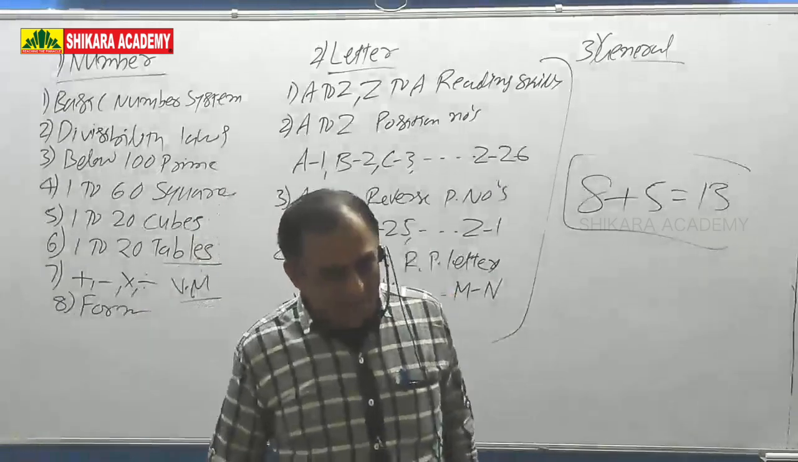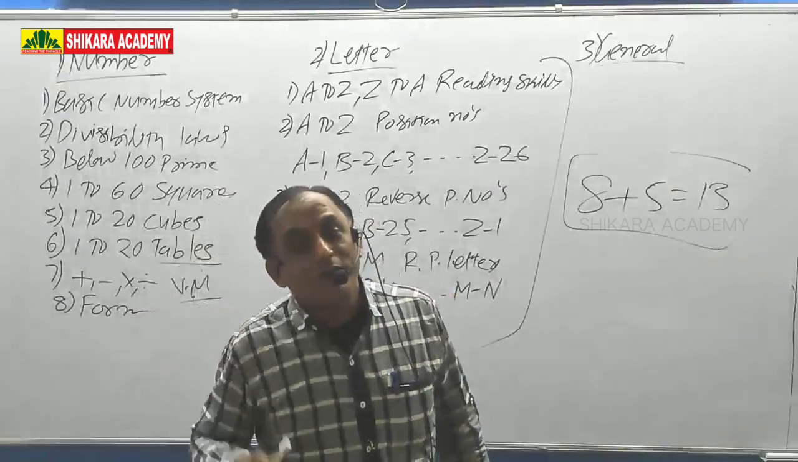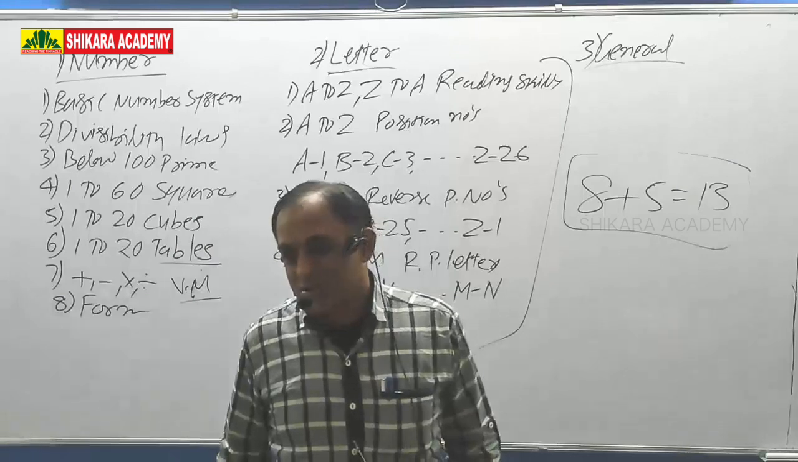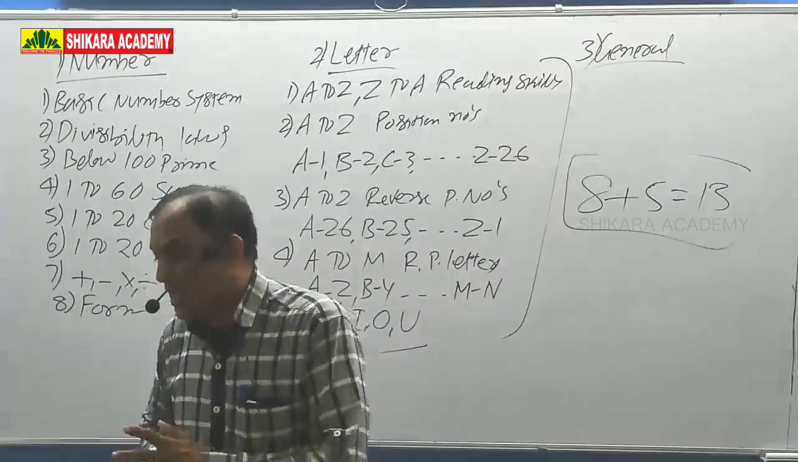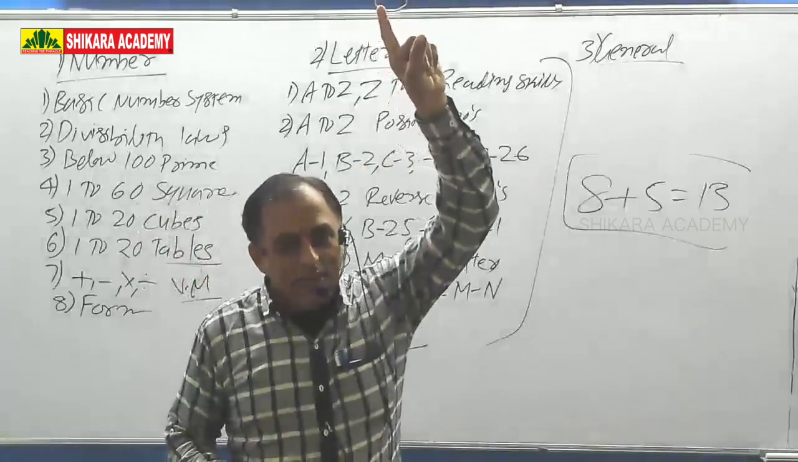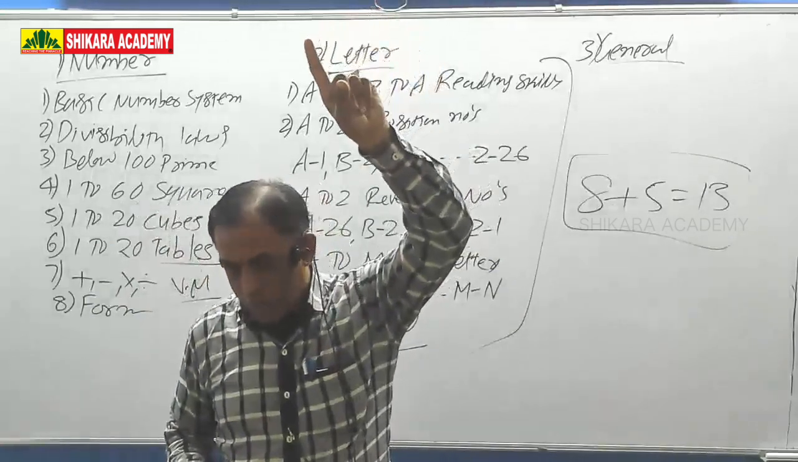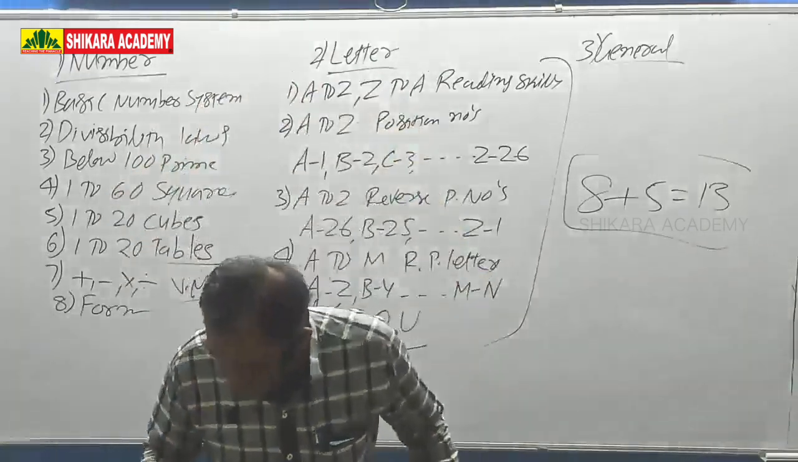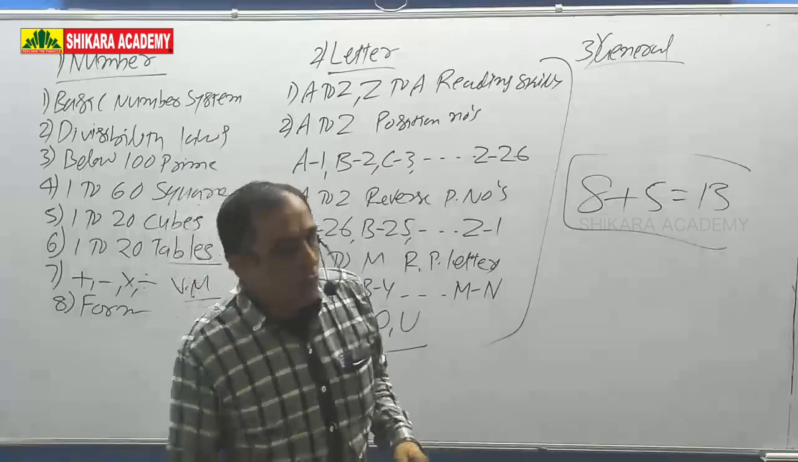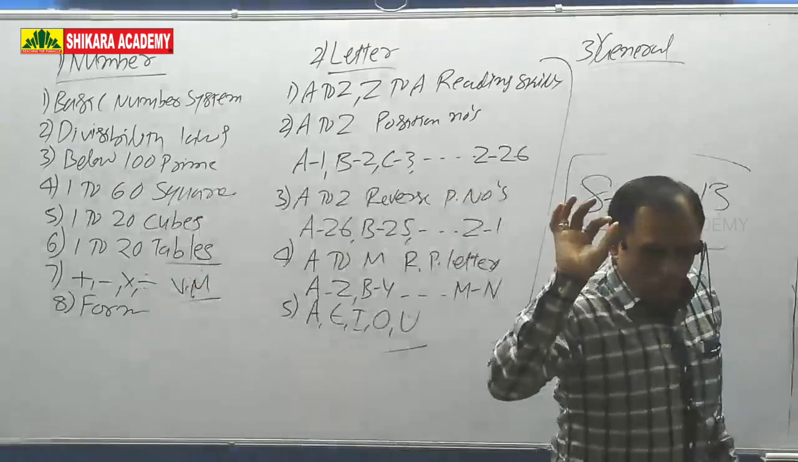On paper is not important. On your mind is important. Please practice these three items: 1 to 20 and 50 to 60 squares, 1 to 10 cubes and 1 to 10 tables. Okay, so finally, the last question.